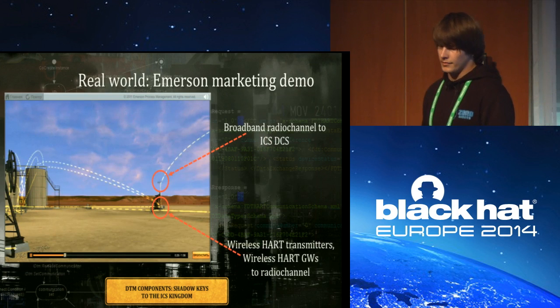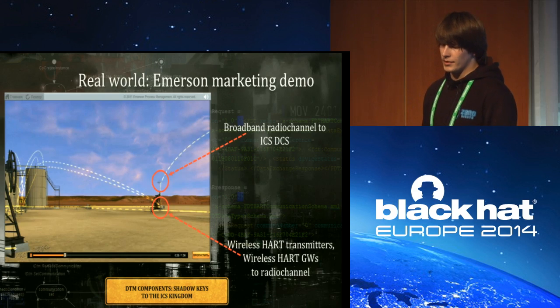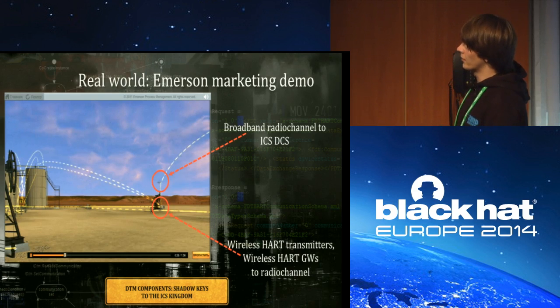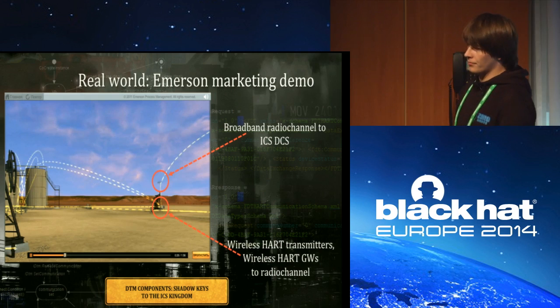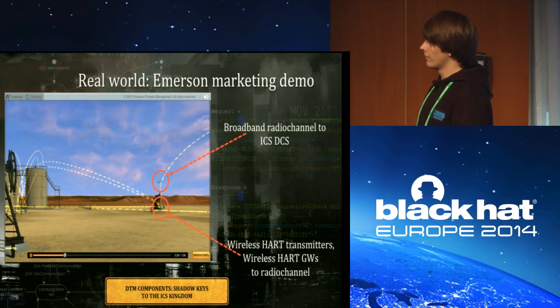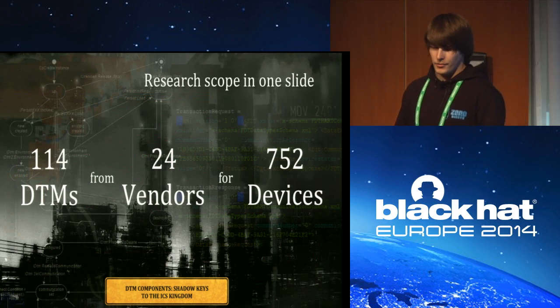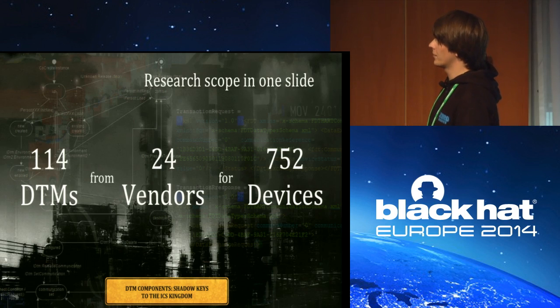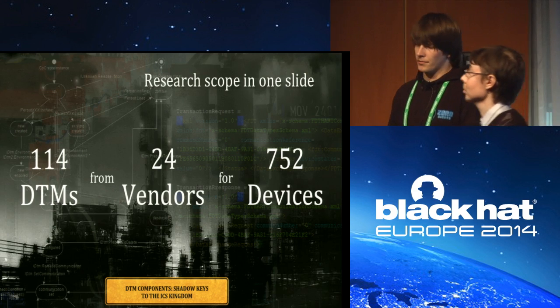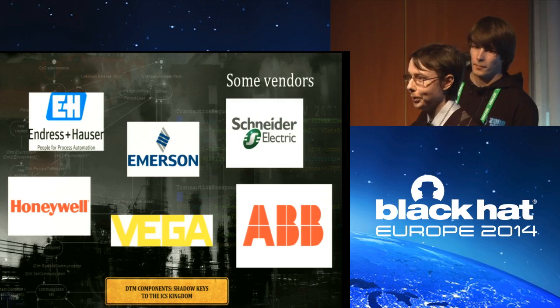It's an example directly from an Emerson promo video. Here we can see a HART link that is encapsulated into a long-range radio channel to the control system. Again, somewhere in the wild desert. Industrial devices like deserts, I think. So, in total, we got 114 DTM components from 24 vendors and 752 devices. It's a big scope.